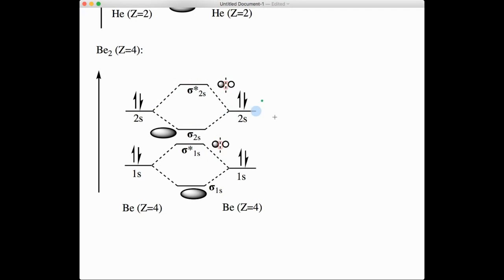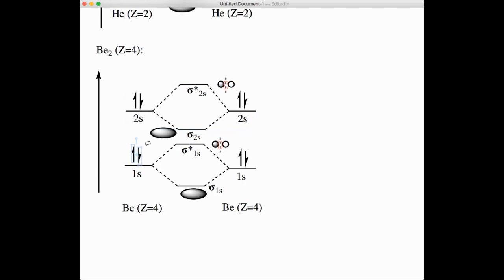So that's the linear combination of atomic orbitals from each beryllium atom. Linearly combining a total of 4 atomic orbitals, two 1s and two 2s, leads to 4 molecular orbitals. Two are bonding and two are antibonding. Now my question is, how many electrons are we going to place in the molecular orbital diagram for the Be2 molecule? I need to add up the electrons in each atom. That's 4 plus 4, a total of 8. So I need to place 8 electrons in my molecular orbital diagram.